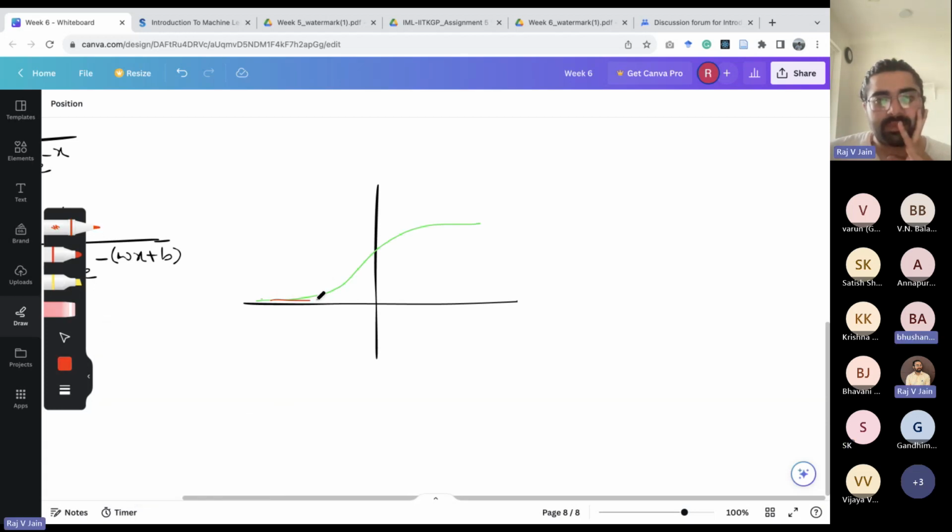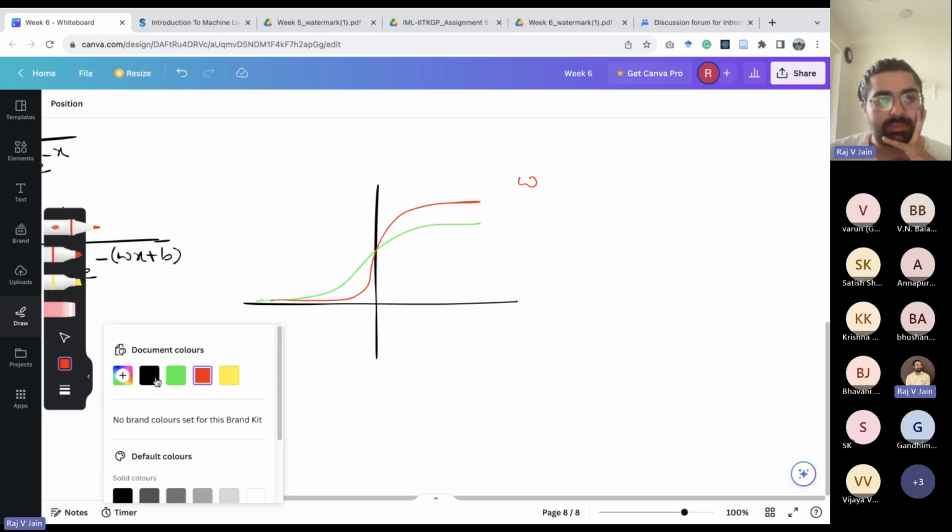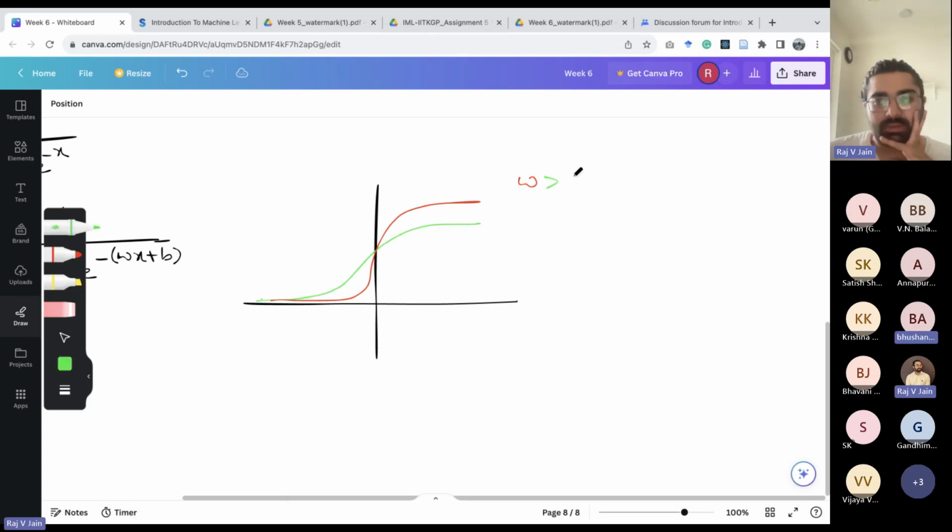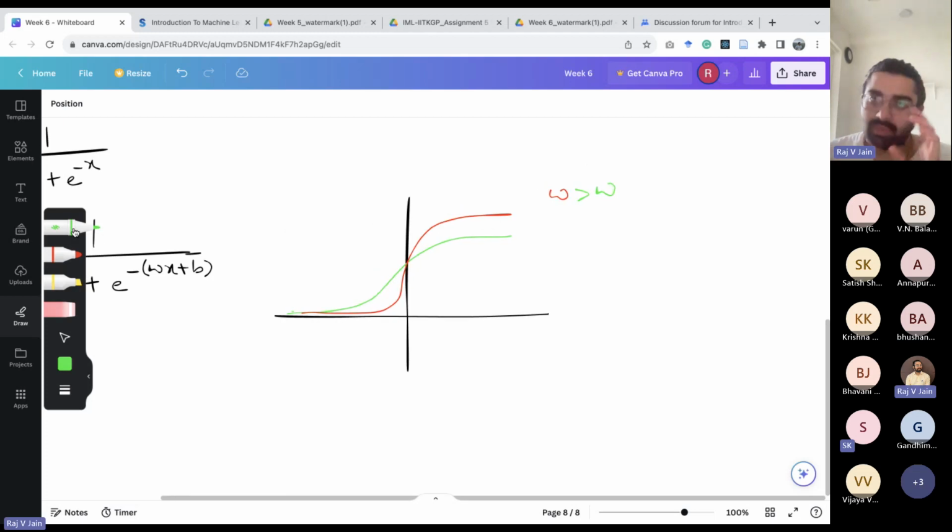Okay, that's a very interesting observation. Something like this. In this case, the W of the red one is actually higher than W of the green one. And both will go 0 to 1. Both the red and the green have to go 0 to 1. There's an offset in this case. So it'll go something like this. Yes, you can imagine it.